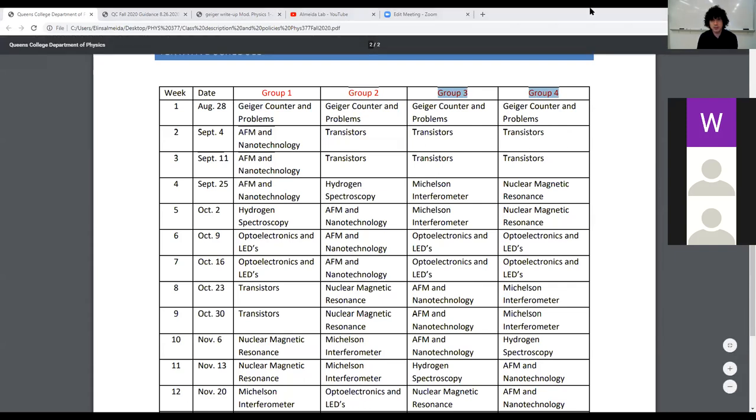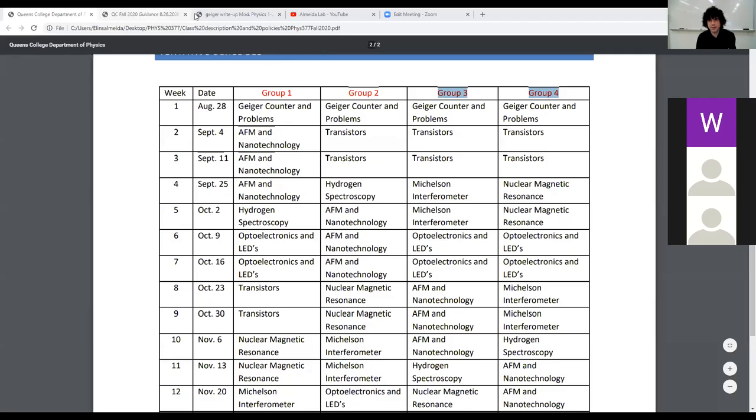All right, so more questions? All right, so I think we can stop the Geiger counter class. And I sent you this, the theory of the Geiger counter setup.